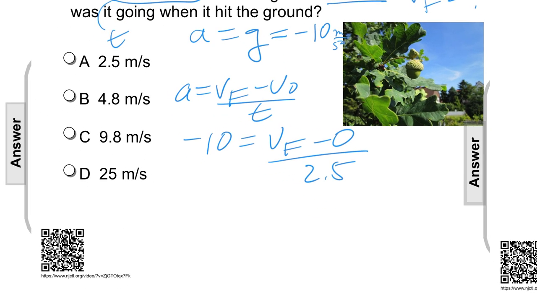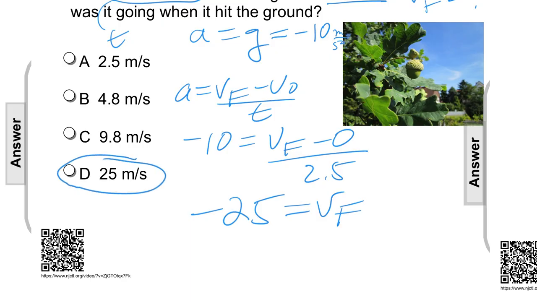Okay, I'm going to cross multiply, and get -25 equals VF. And that looks like right here. Okay, the velocity is -25, but the speed is 25. Okay?